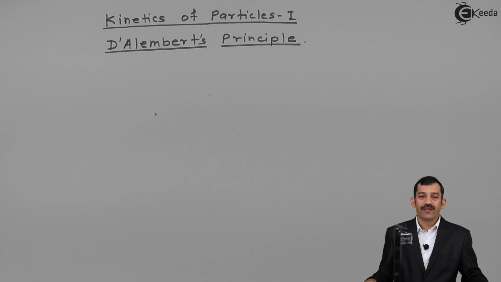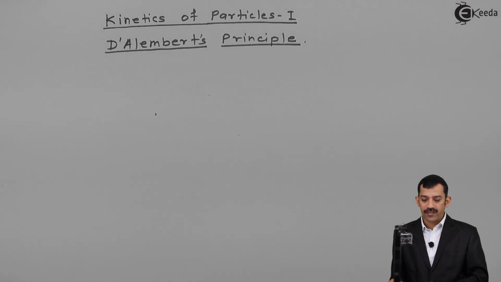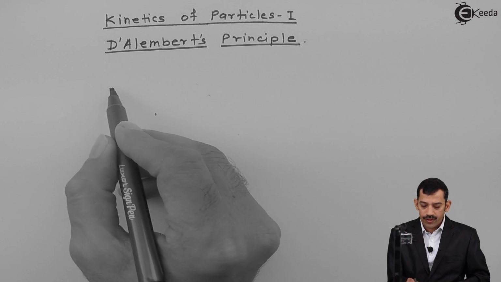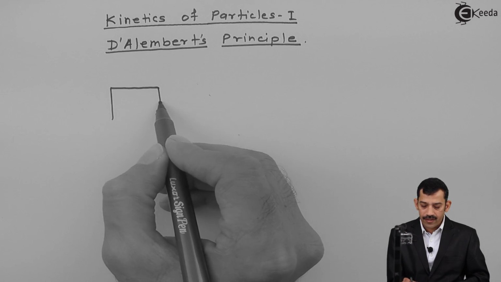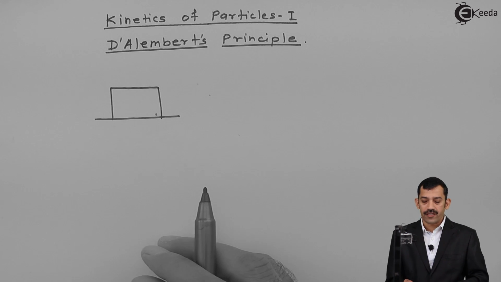Hi friends, in this lecture we will discuss kinetics of particles 1, that is D'Alembert's principle. This D'Alembert's principle we will basically get from Newton's law. Now if we take any block of say mass m, one block which is at rest on a horizontal plane. A block is at rest initially.